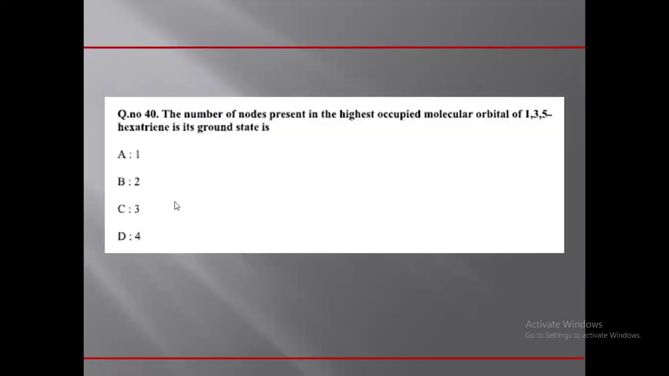Question number 14. The number of nodes present in the highest occupied molecular orbital of 1,3,5-hexatriene in the ground state is? So here first you have to write the structure of 1,3,5-hexatriene. Then the question is the highest occupied molecular orbital, and we have to find out the nodes. So how many pi bonds are there? 3 pi bonds are there, which means we can write 6 orbitals.